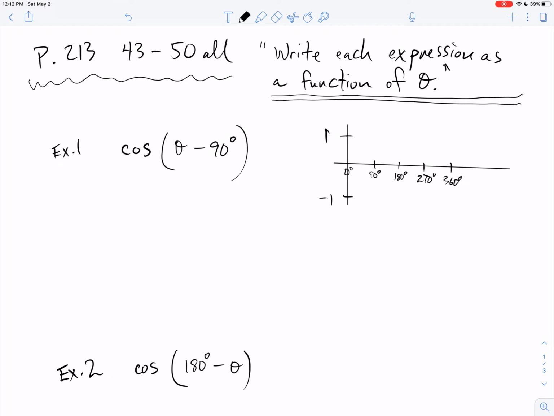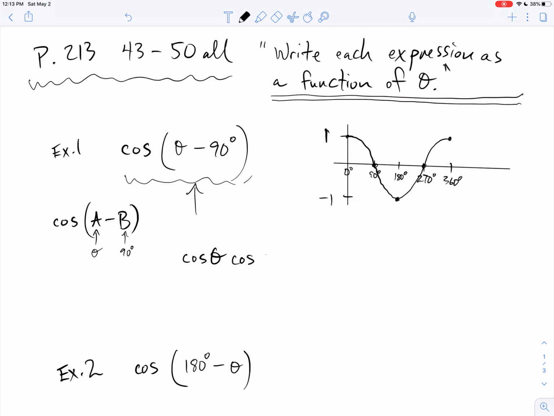So if I were to sketch a cosine graph, and the reason why I'm sketching this cosine graph is because they're going to just be focusing on asking me questions about cosine, but let's begin. Example 1. They want me to write this as a function of theta. So I'm just going to use the cosine, well, in this case, a minus b formula. But instead of a, what do they want me to use? They want me to use theta. And instead of b, what do they want me to use? They want me to use 90. So I'm just substituting. This is a substitution. So I'm using couscous. So I say cosine theta, cosine 90. Instead of a minus, I use a plus. Sine of theta, sine of 90.